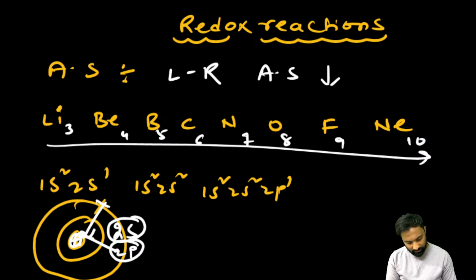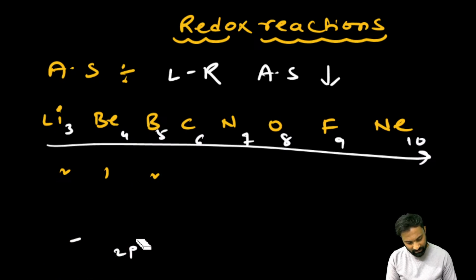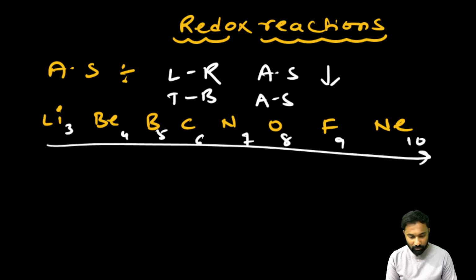Right? Clear? Now, as the atomic size decreases from left to right, what will happen from top to bottom? What happened to the atomic size from top to bottom?